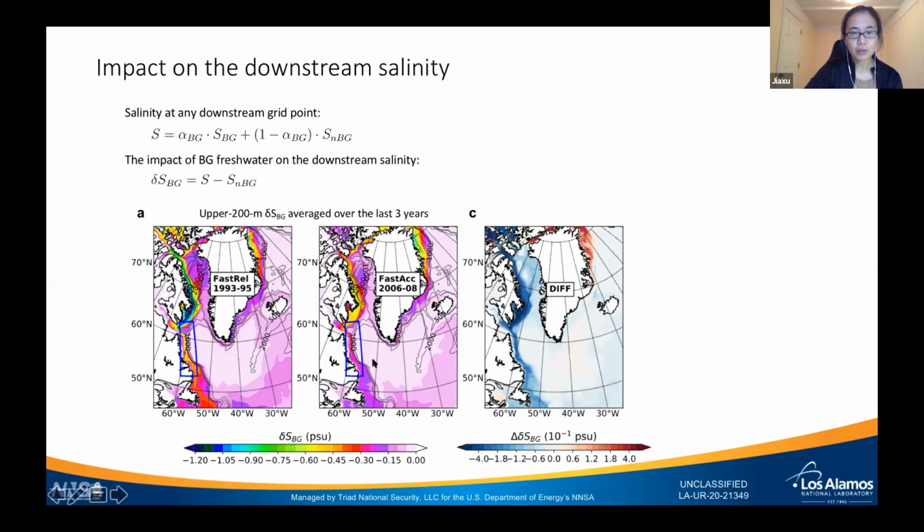If you look at the second plot, which is the fast accumulation case, the pattern is very similar, but the value is almost half the size of the left one. And if you look at figure C, which is on the right, this is the difference between the two maps, and you can see a very clear large impact for the first map. The salinity difference over the Labrador current can be as high as 0.4 PSU. And if you calculate the value over the blue box, the western Labrador Sea, it's about 0.2 PSU.